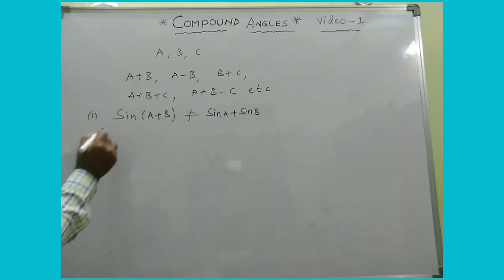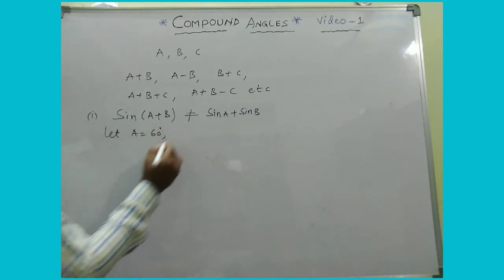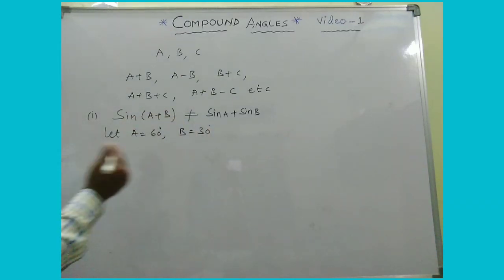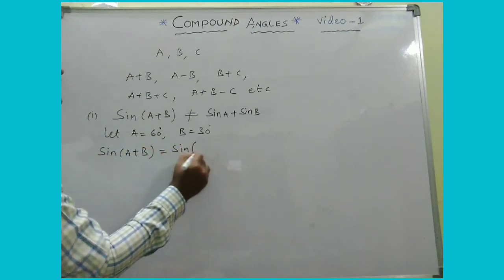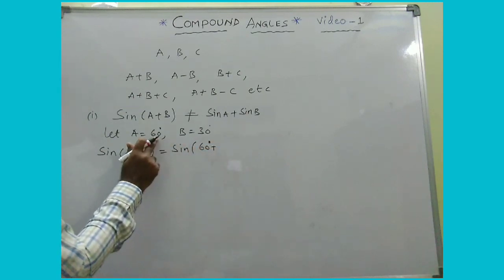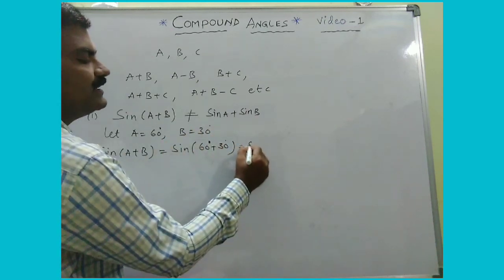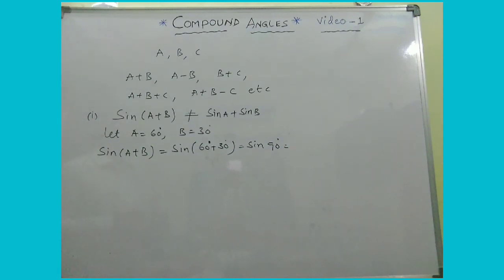For example, let us consider angle A equals 60 degrees, angle B equals 30 degrees. Now let me find out sine of A plus B, which is nothing but sine of A, what we assumed, 60 degrees, plus B, which we assumed as 30 degrees. So finally, it equals sine 90 degrees. And do you remember the value of sine 90 degrees? Sine 90 is nothing but 1.